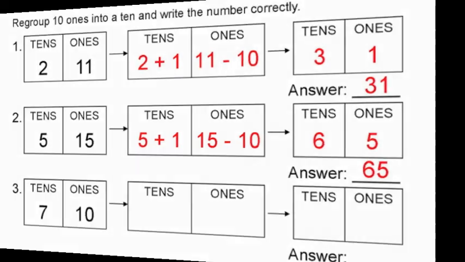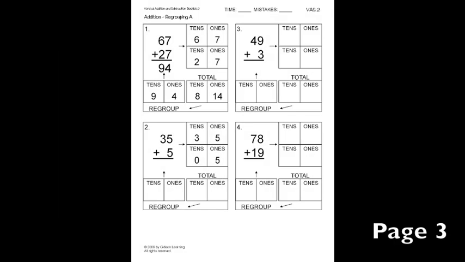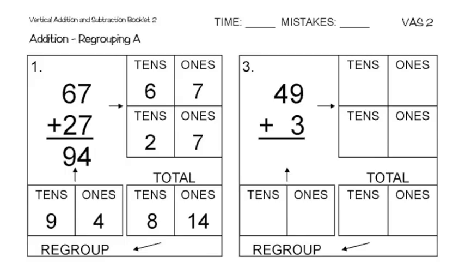Page number 3, we're going to do some slightly different examples of regrouping. I'm going to start with 67 plus 27. I'm going to rewrite 67 as 6 tens and 7 ones, and 27 as 2 tens and 7 ones. So I need to combine those together. I have 7 ones and 7 ones, so that makes a total of 14 ones. And 6 tens and 2 tens, which is a total of 8 tens. I basically am going from the right and moving straight down.